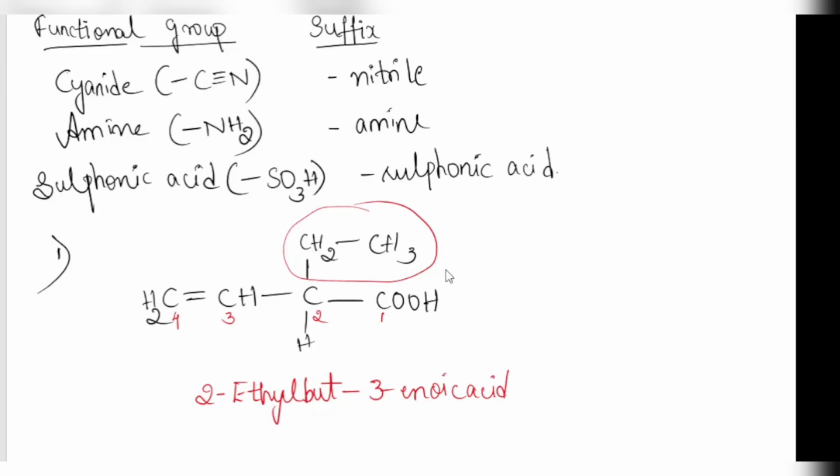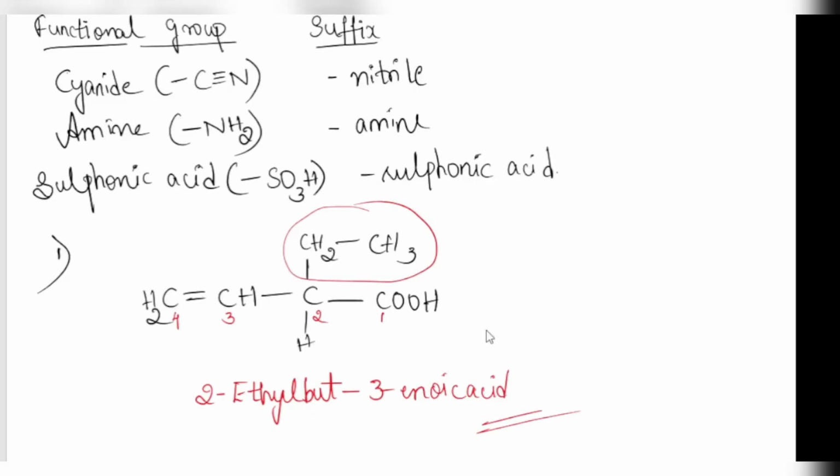Oic acid for carboxylic acid. 2-ethylbut-3-enoic acid. We can name this particular compound like this. Then we'll discuss some prefixes. This is just an example I gave of how to name a functional group with IUPAC nomenclature.